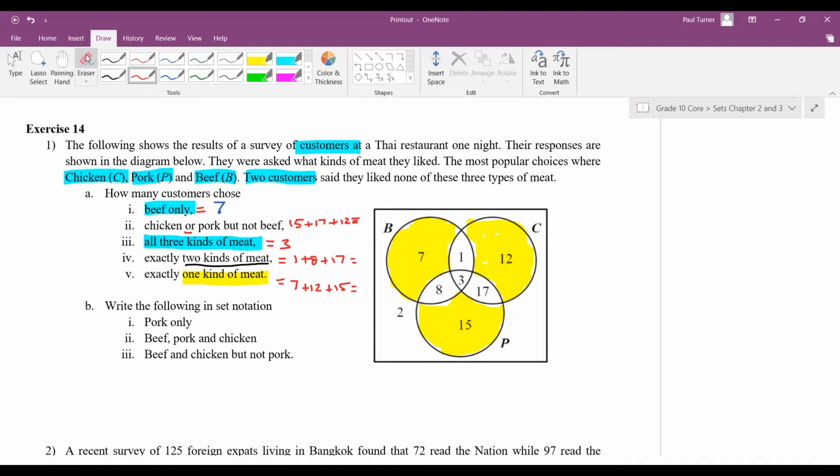So in this section, we want to write set notation. There may be more than one way to do this. I'll just do one, and you can try the others yourself, so we can move on. So we want to write set notation for pork only. So only that. So how could I write that in set notation?